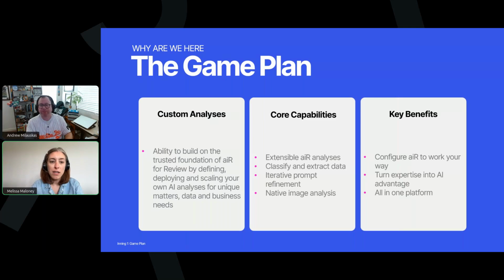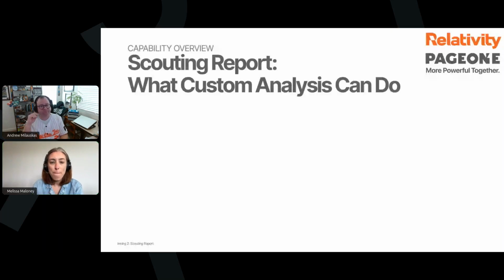And it also has net new functionality in it that supports analysis for native images. So you can go beyond the text-based documents. And so really you have the ability to configure aiR to work the way you want, all while doing it in the same platform on RelativityOne. So with that, I'll hand it back to you, Andrew.